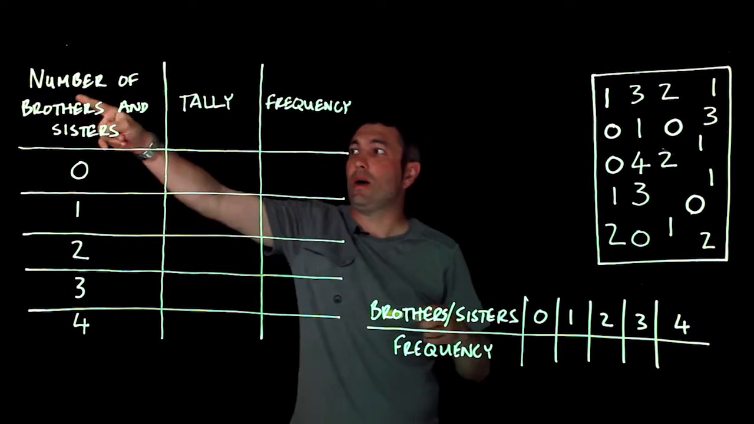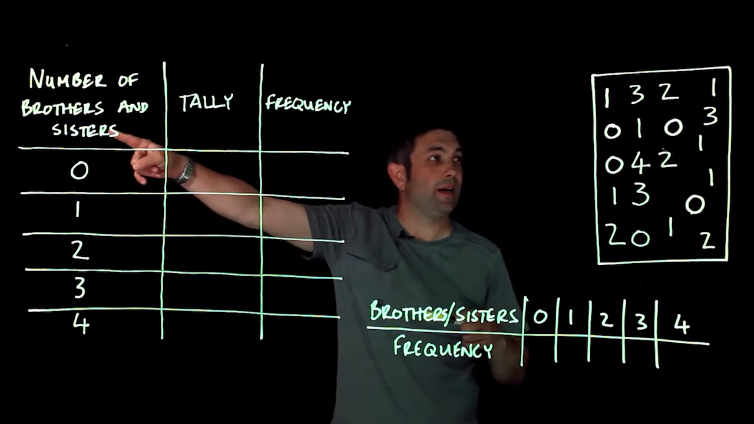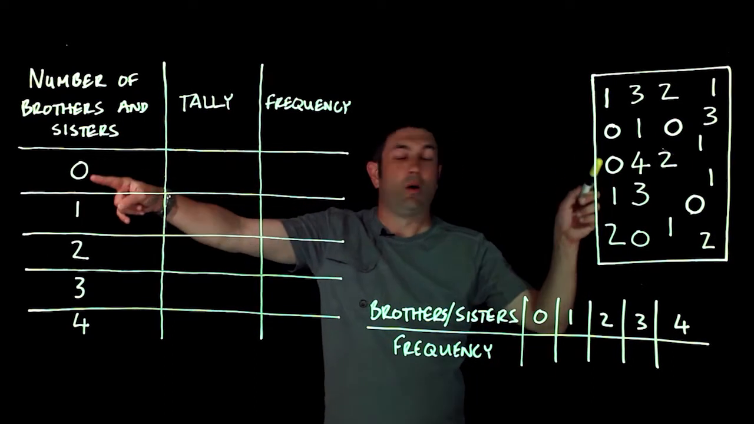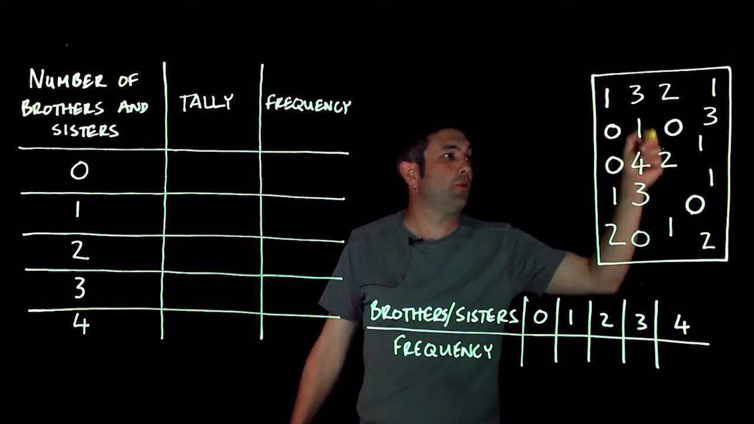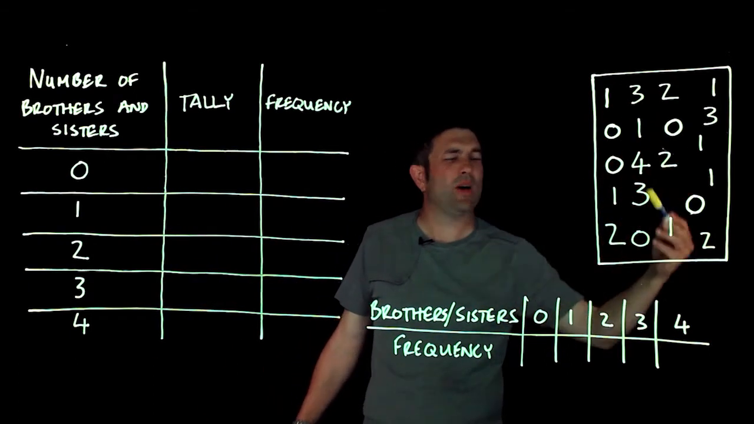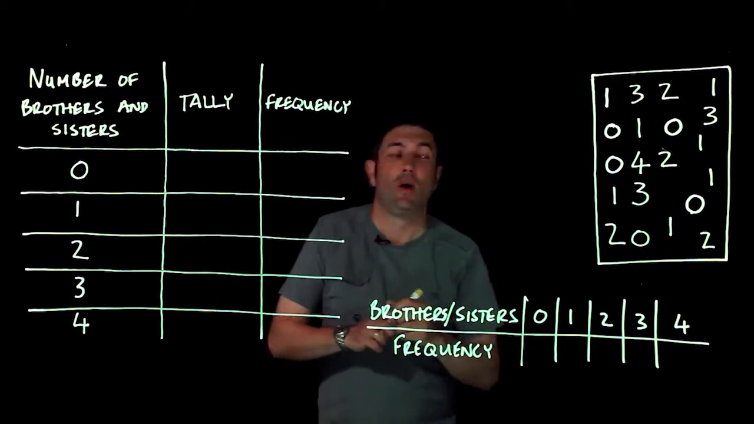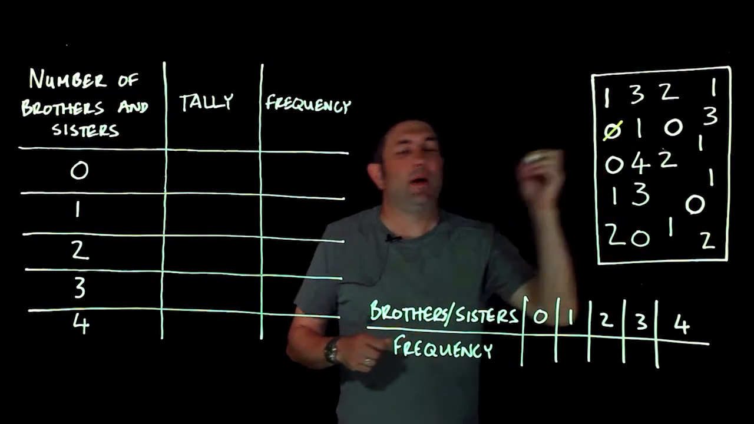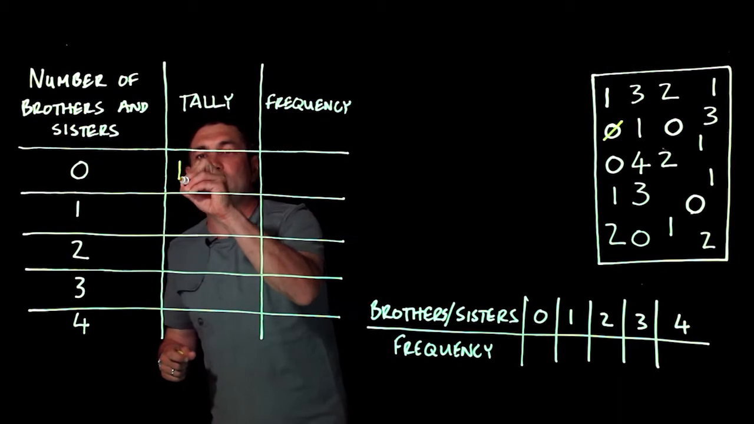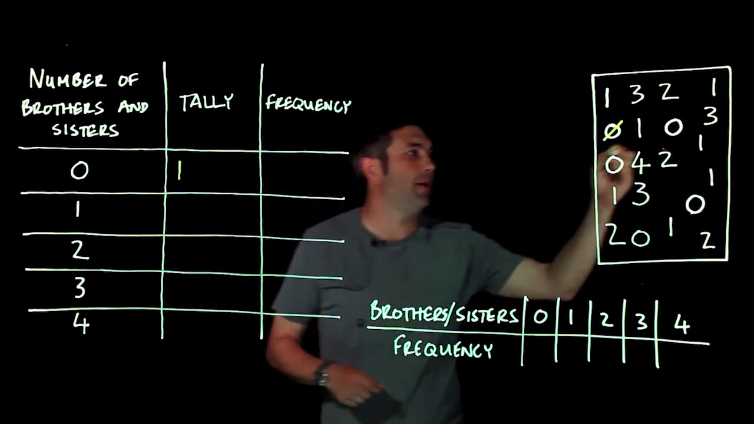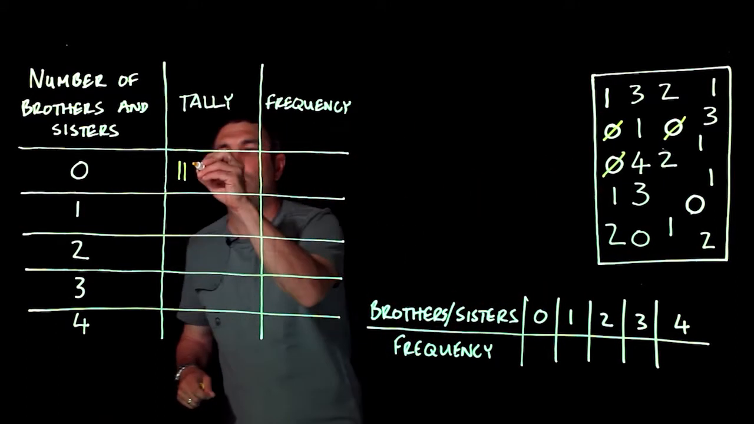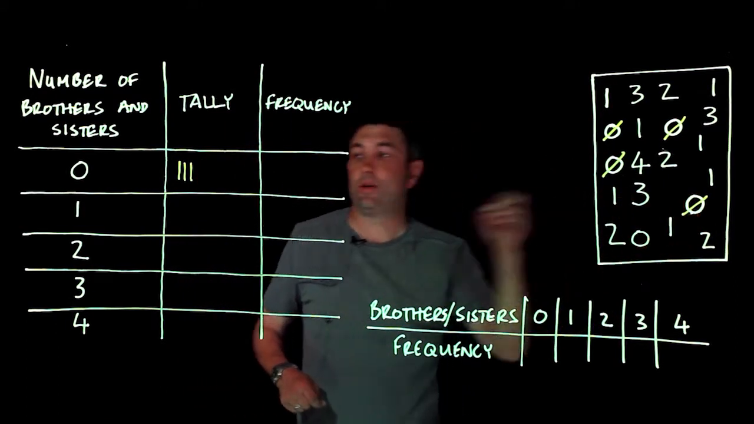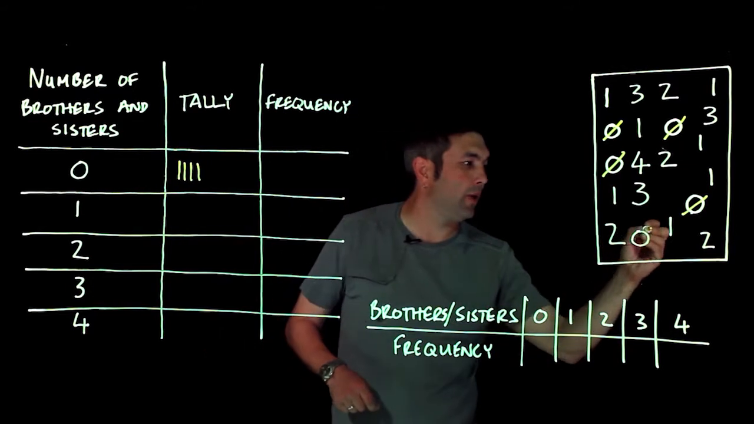So, numbers of brothers and sisters I put as a heading here. 0, 1, 2, 3 and 4, because I've got 0, 1, 2, 3 and 4 on here. I haven't got anything bigger than that. So, here we go. Every time I see a 0, I put a dash in my tally column here. There we go. And another 0 there, and I think there's one more, there we go.